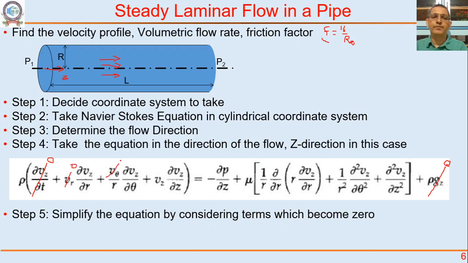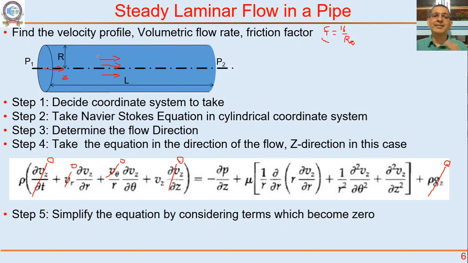V theta is 0. If Vr is 0, V theta is 0, that means del Vr by del r is 0, del V theta by del theta is 0. Therefore, by continuity, del Vz by del z is 0.